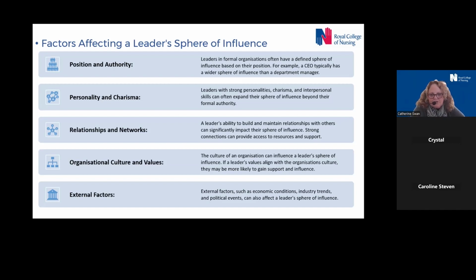And there are always external factors that we can't really get away from, such as the economic condition. Look at the economic condition of the UK today, industrial trends, political events. We've had numerous elections here in the last few years and changes of who the MPs are, etc. All of these can affect leaders' sphere of influence as well. If you have a bad budget, you have little to work with, and we talk about demonstrating value. If you don't have the budget, then it limits your sphere of influence.